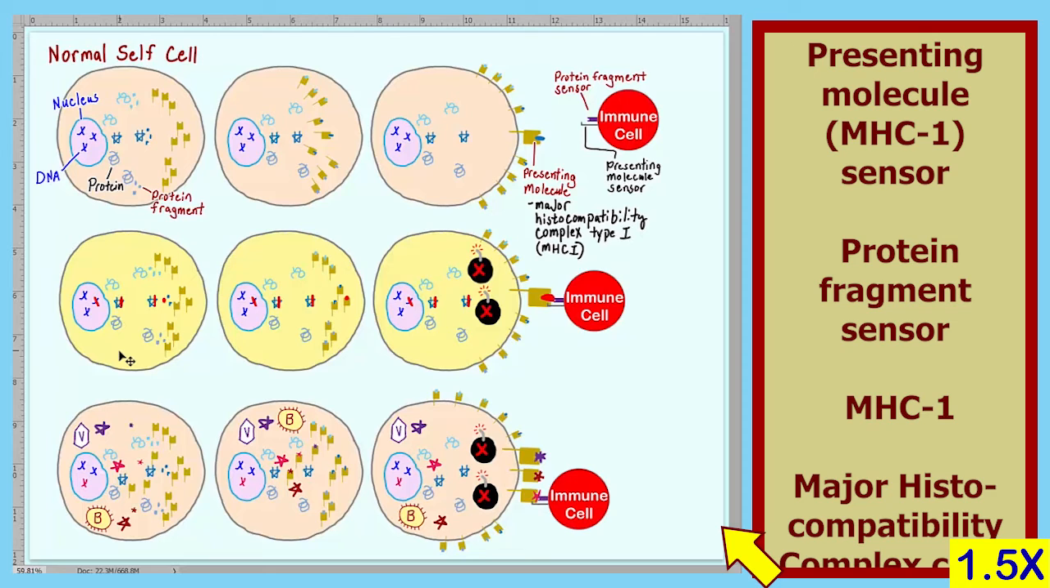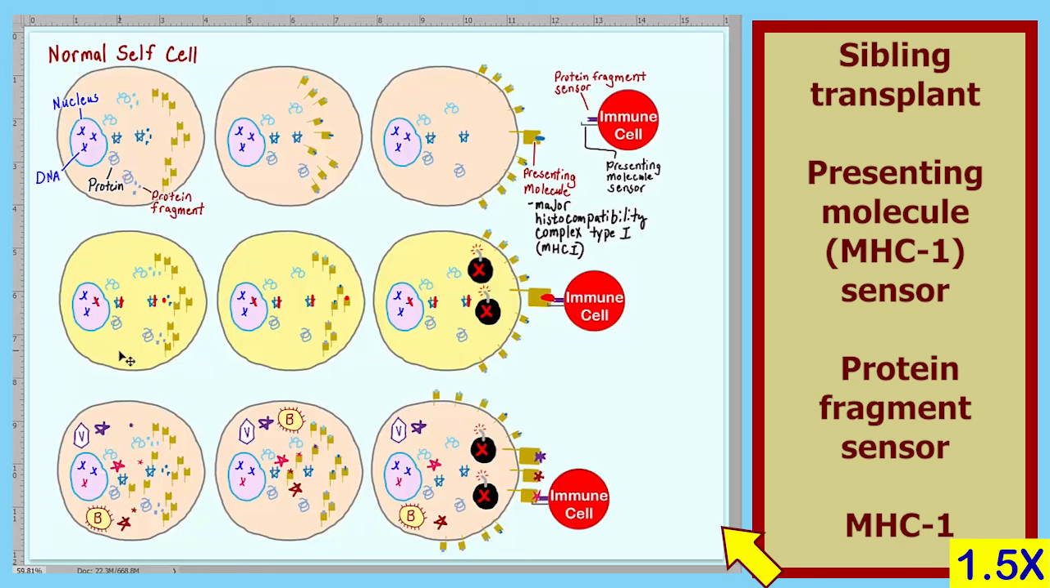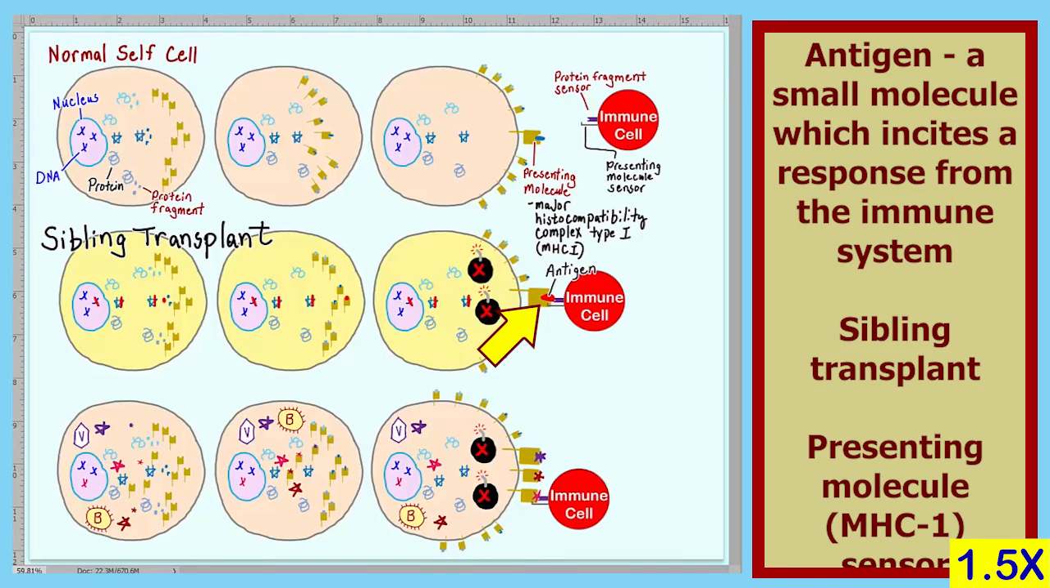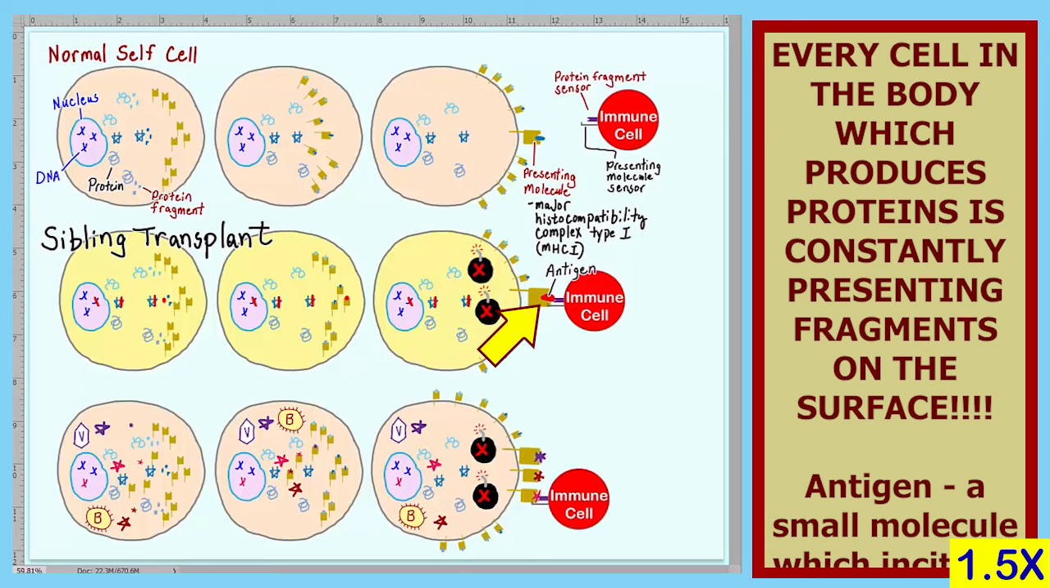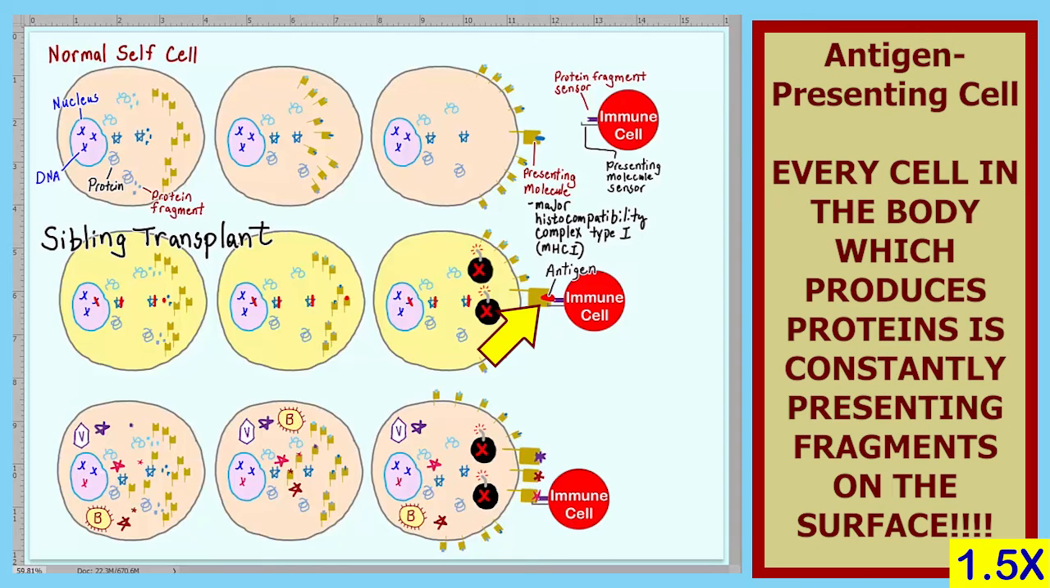The second situation represents a tissue transplant from a sibling. The protein fragment here generates a response from the immune system. Any such small molecule which is recognized and causes the immune system to mount a response is called an antigen. All normal cells within the body which have a nucleus and produce proteins are capable of presenting antigens to the immune system. Consequently, all of these body cells are antigen-presenting cells.